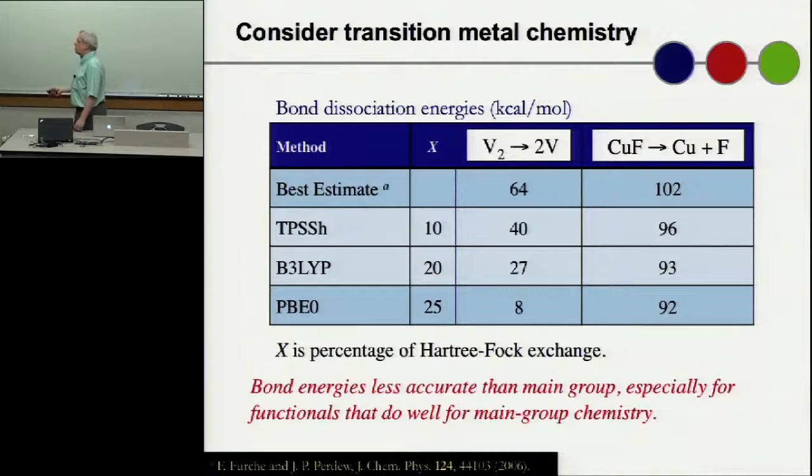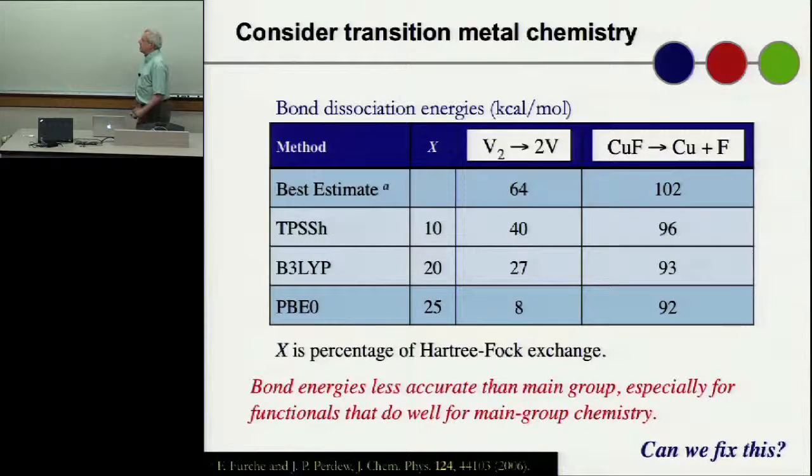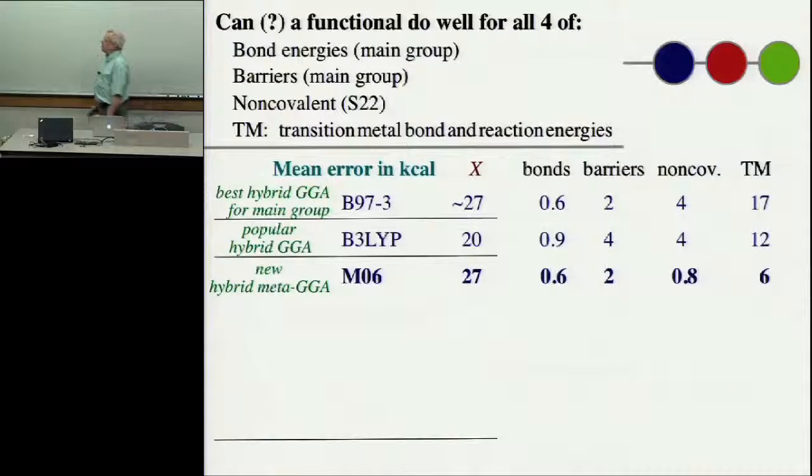So the question is, can we find a functional that does well for main group chemistry? And so we could do silicon, magnesium, oxygen, very important, probably to people in this room, and also do transition metals. So we could do iron and other things that are important to people in this room. So can we fix this? Okay, so can a functional do well for main group bond energies, main group barrier heights for chemical reactions, non-covalent interactions, very important for adsorption, for example, and transition metal bond and reaction energies?